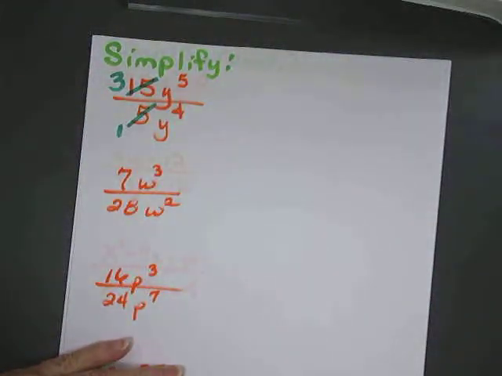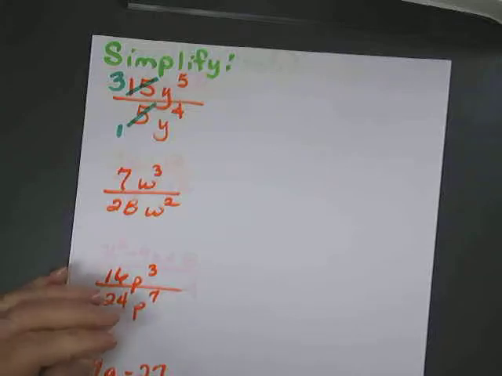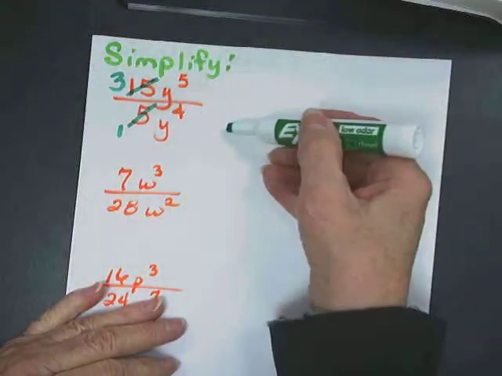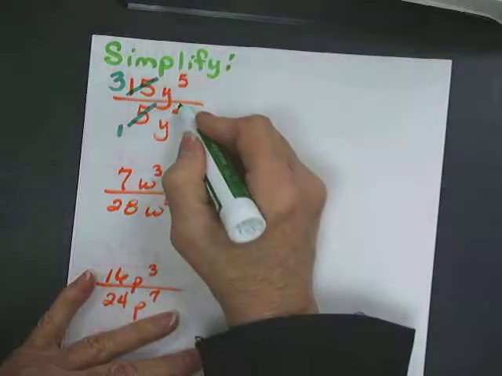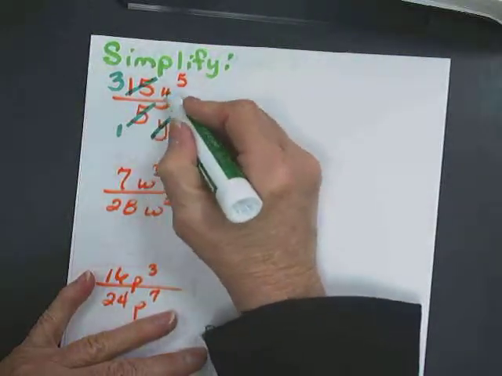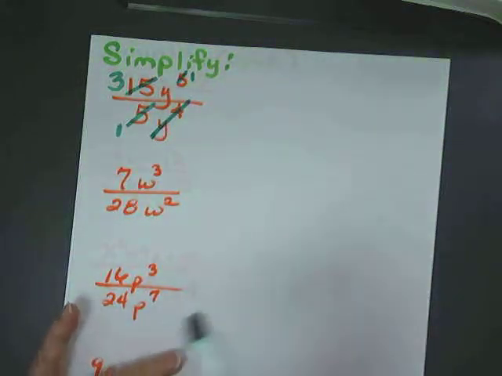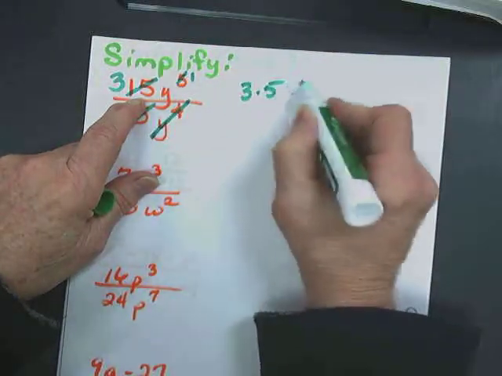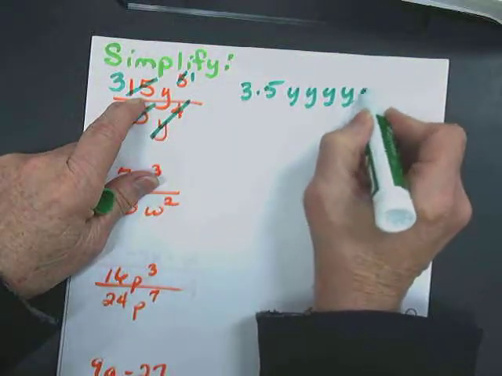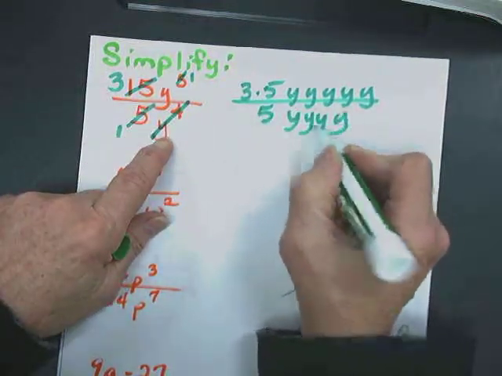Okay, simplify. Alrighty. The 5 and 15. What do we divide them by? 5 divided by 5 is 1, 15 divided by 5 is 3. The smallest exponent is what gets canceled away. Think of this as 5 y's and 4 y's. You can cancel 4 on top and 4 on bottom. So get rid of all 4 of these y's, and 4 of those leaves 1.